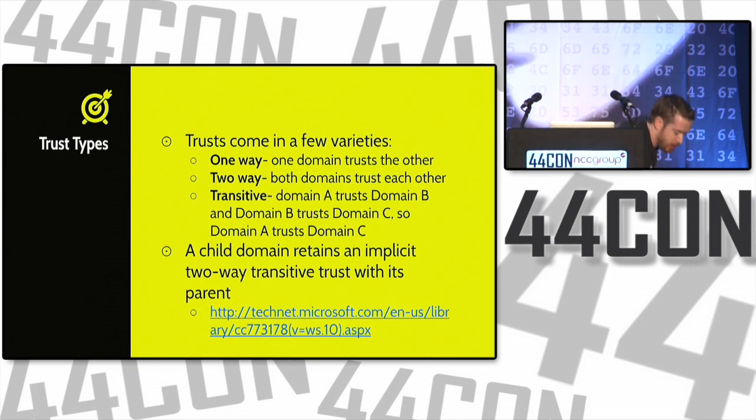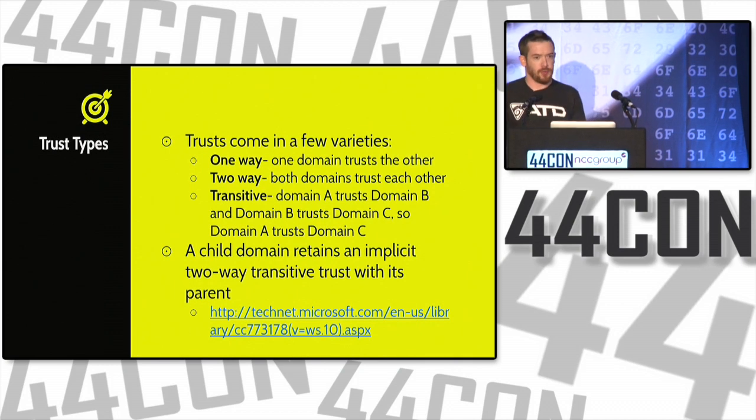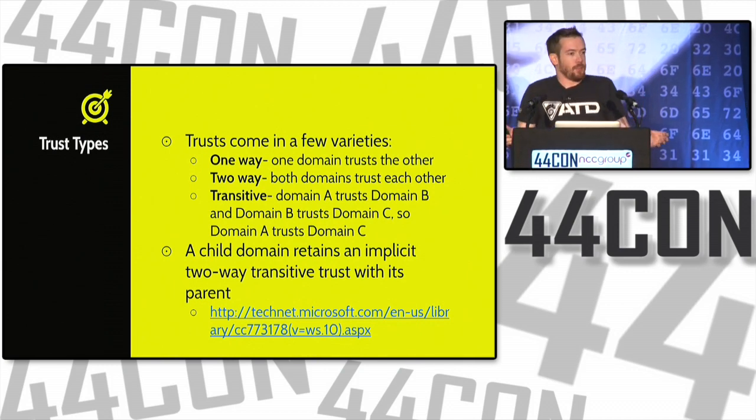Also, something to remember is that a child domain retains an implicit two-way transitive trust relationship with its parent. So every domain within a forest is implicitly, automatically, by default, going to be a two-way transitive trust, which is really, really nice for us, and it gives us some nice exploitation opportunities that we can take advantage of.